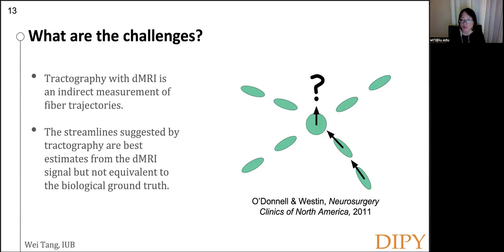For example, in the schematic drawing here, the water diffusivity points to two dominant directions. If an estimated fiber trajectory reaches this crossing point, how do we know whether it should continue straight, turn right, or turn left? Without additional information about the underlying anatomy, there is no way to decide solely based on the diffusion model. However, there is only one anatomical ground truth. This means that diffusion tractography is prone to errors in the regions with crossing fibers.